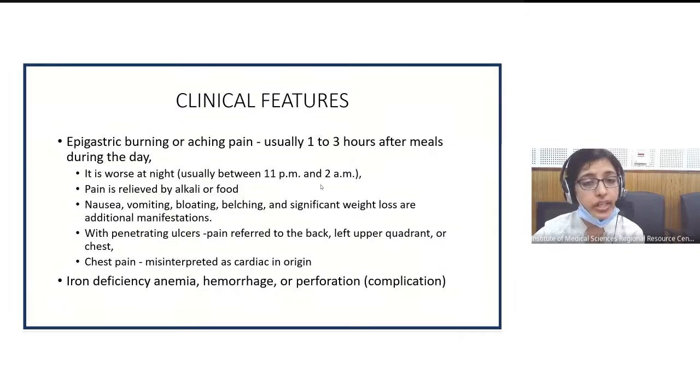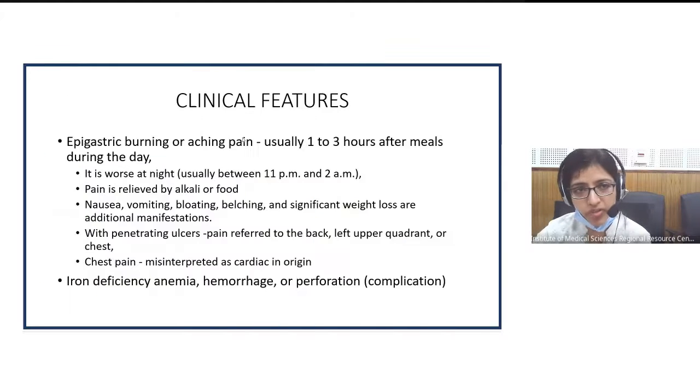If the ulcers are quite deep, penetrating ulcers, then the pain is usually referred to the back, and even to the left upper quadrant or even to the chest. And sometimes this chest pain mimics the pain of cardiac origin. Some atypical presentations of peptic ulcer disease can even be iron deficiency anemia, or these ulcers can even bleed, so there can be hemorrhage, hematemesis, or perforation. Perforation can also develop as a complication, though it is very rare, especially in the present scenario.